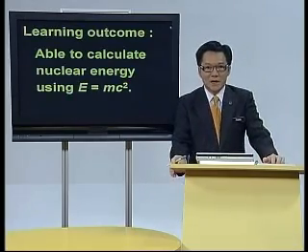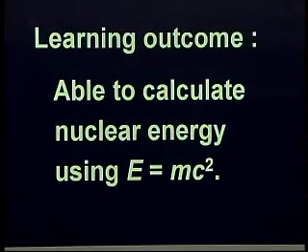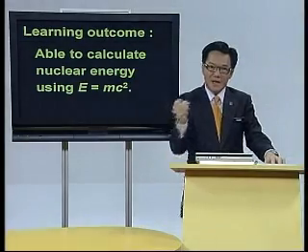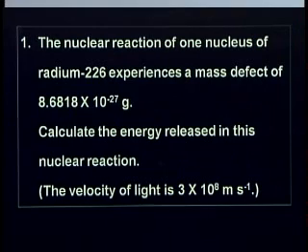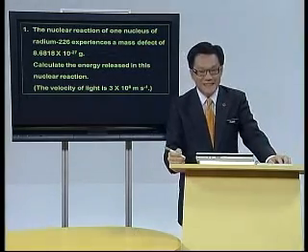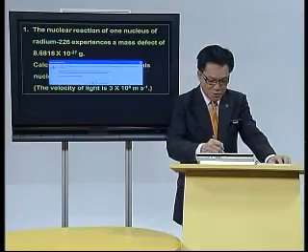At the end of this lesson, you should be able to calculate the nuclear energy in a problem by using E equals mc squared. Let us look at the question. The nuclear reaction of one nucleus of radium-226 experiences a mass defect of 8.6818 times 10 to the power of minus 27 grams. Calculate the energy released in this nuclear reaction. You are given the velocity of light as 3 times 10 to the power of 8 meters per second. Very simple, isn't it? Let's see how to solve this problem.